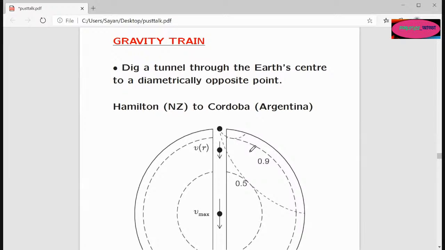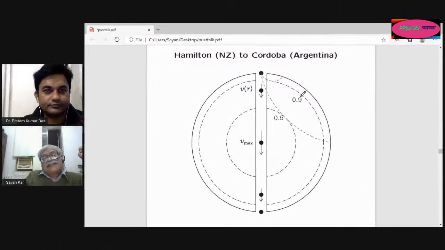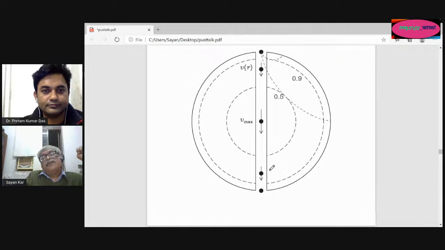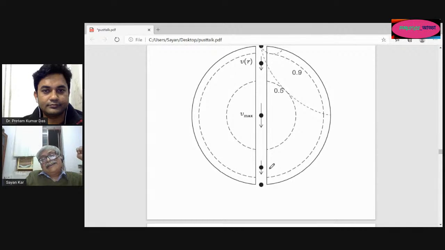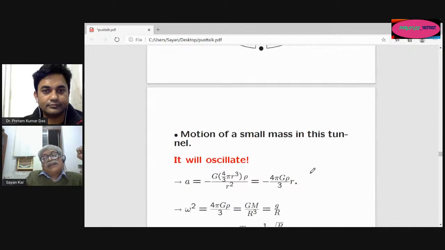And in this problem, what you do is you dig a tunnel through the Earth's center to a diametrically opposite point. For instance, two diametrically opposite points are essentially Hamilton in New Zealand and Cordoba in Argentina. And suppose you imagine you put a tunnel over here. Now, if you put a tunnel and you look at the motion of a small mass in this tunnel, you know that it will oscillate.